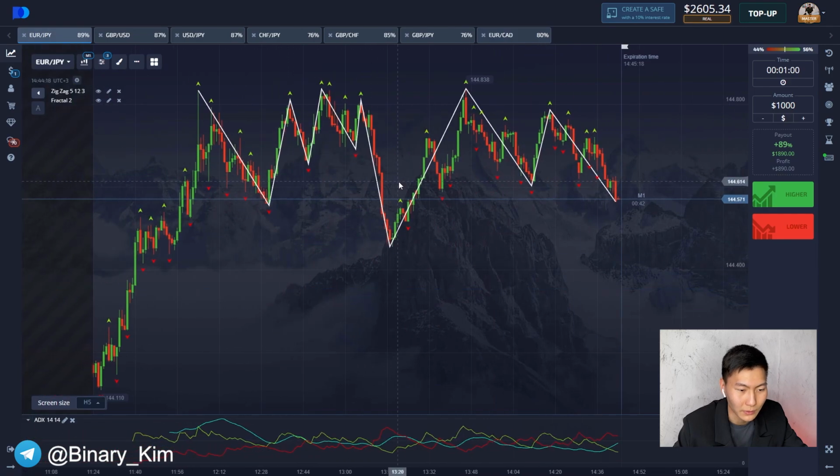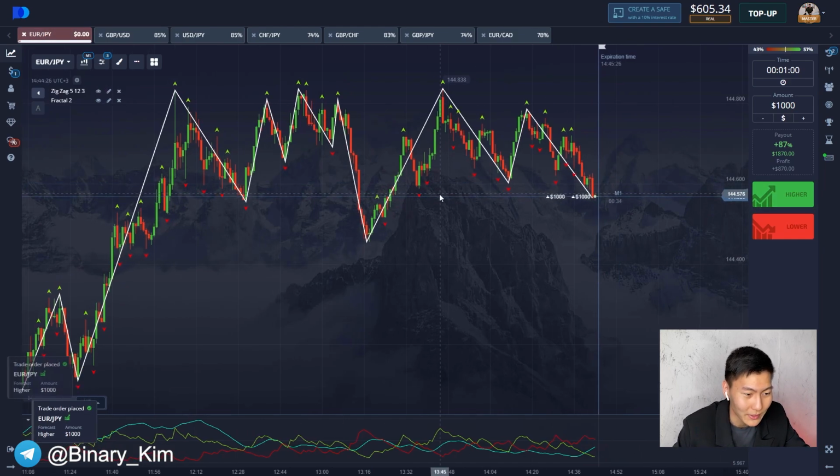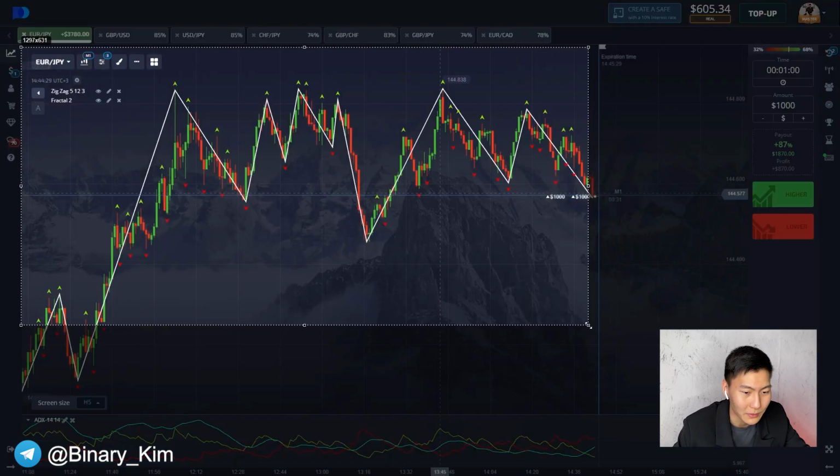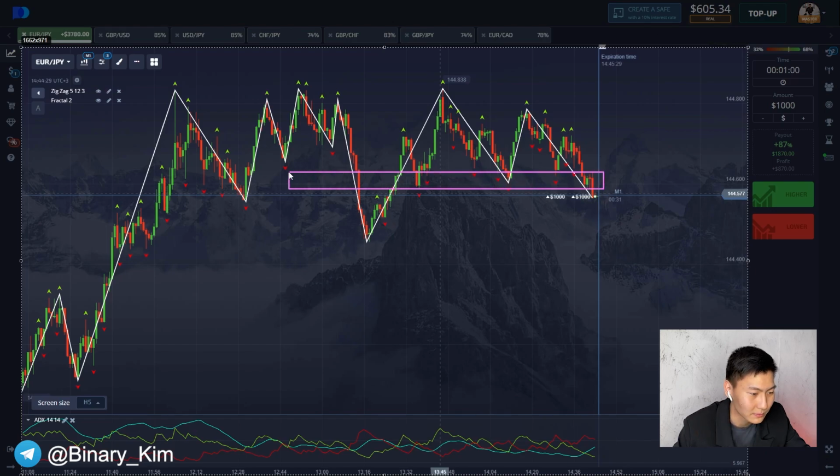Let's take a look at what we got here. Whoa, look at this huge correction, guys. I wanna open 2 long positions here. I will point out the workspace. Look, we should point out the support zone.